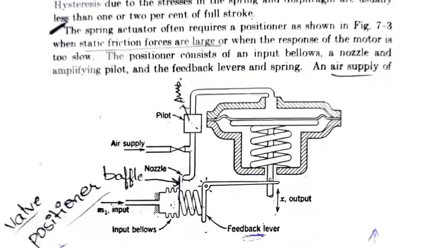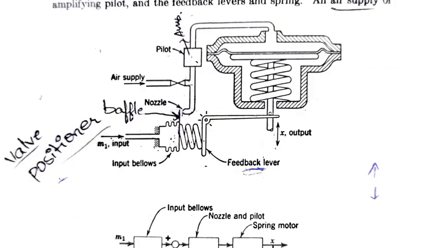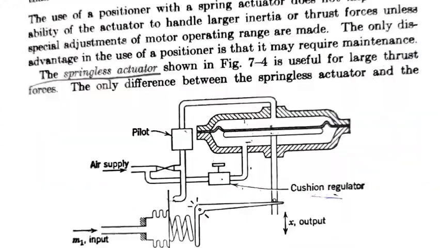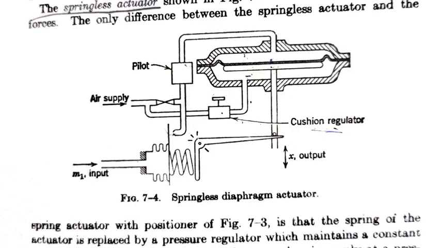In order to reduce the time, here we connected the entire positioner construction, which has a bellow, flopper nozzle mechanism, pilot as well as feedback levers. So this is a spring actuator with positioner. The third one is the springless actuator. In order to reduce mechanical corrosion of mechanical components like the spring, we eliminate the spring here by placing a cushion regulator. By regulating the input pressure, the diaphragm comes back to the original position.